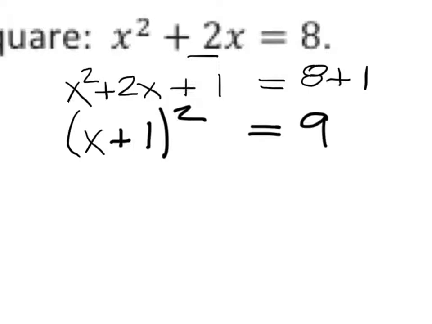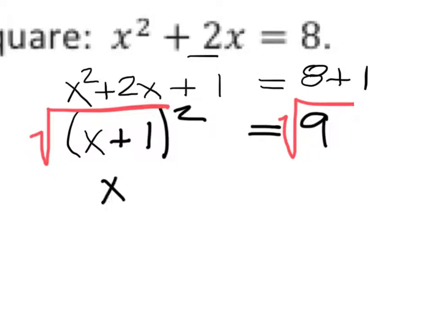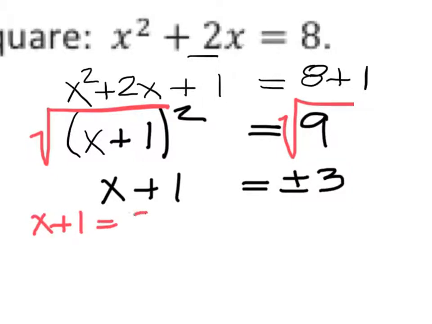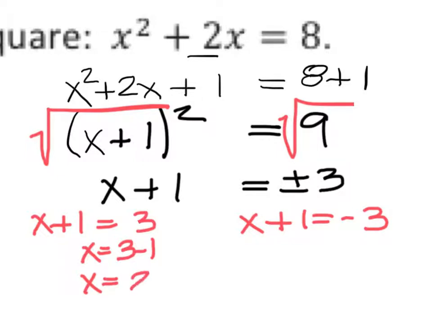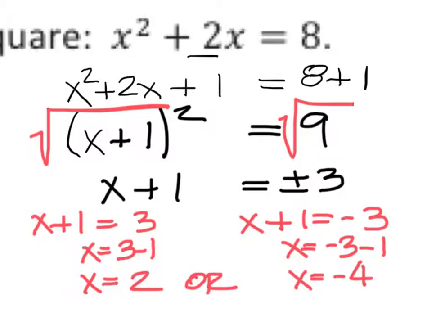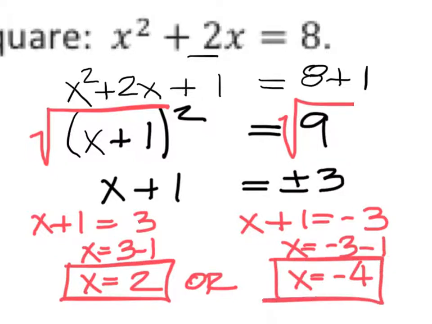To undo that perfect square, you have to find the square root. What you do to that side, you do to this side. You're left with x plus 1 equals plus or minus 3. You have two things to do now. You have to do x plus 1 equals 3 and x plus 1 equals negative 3. On the left-hand side, that's 3 minus 1, which is 2. And on this side, it is negative 3 minus 1, which is a negative 4. So your answers are x equals 2 or x equals negative 4.